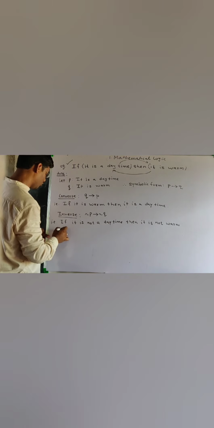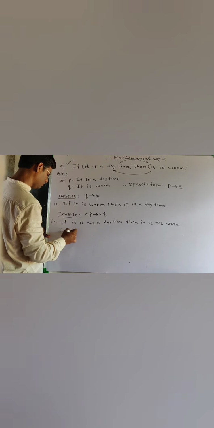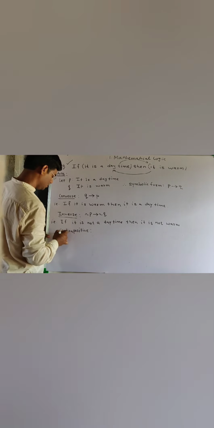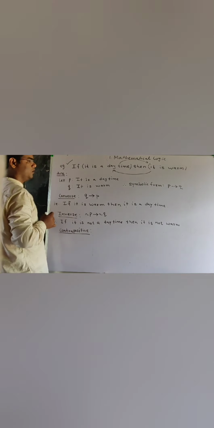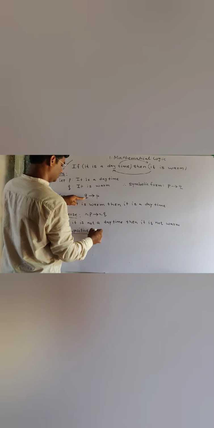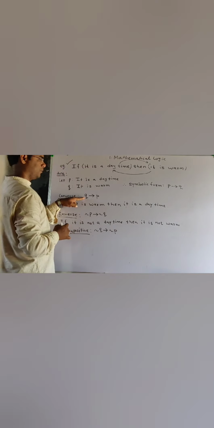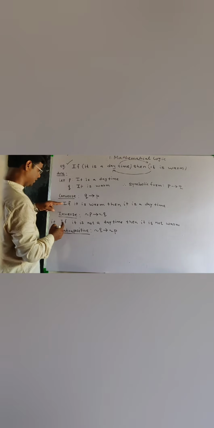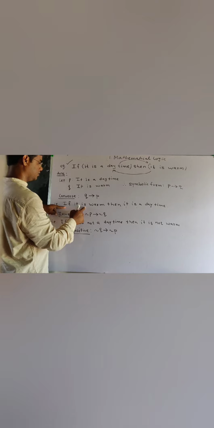And the last statement is the contrapositive. Contrapositive is negation of Q implies negation of P. Write down the negation of the converse. Simply take the negative of the converse, then it becomes the contrapositive. So what is the converse statement? Here we have the converse statement, so write down the negation of this.